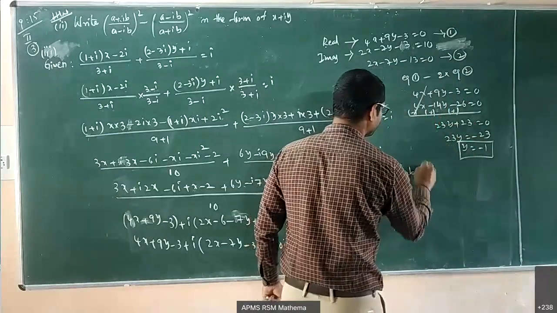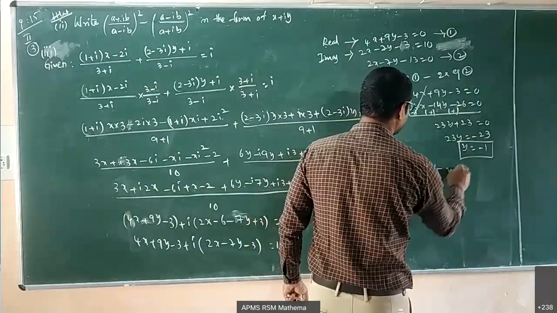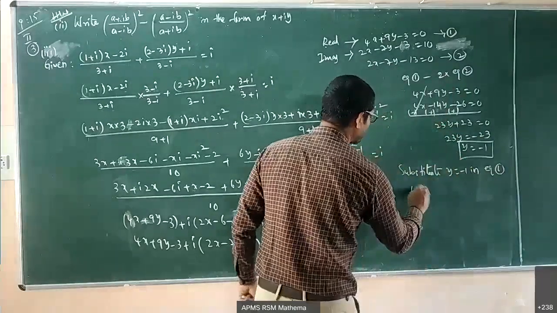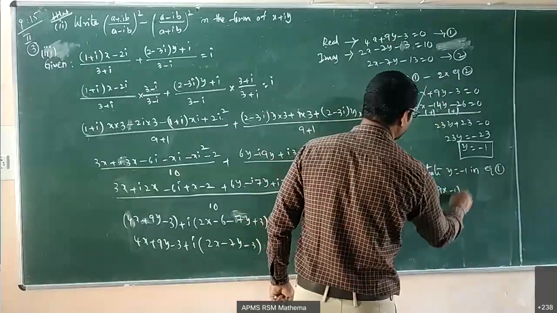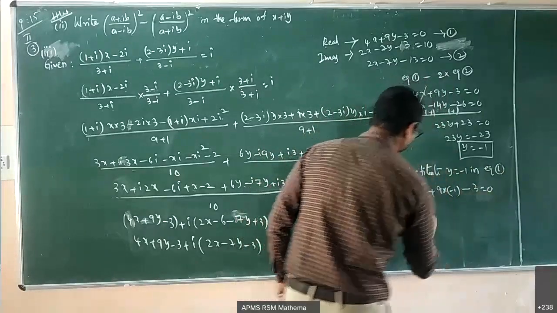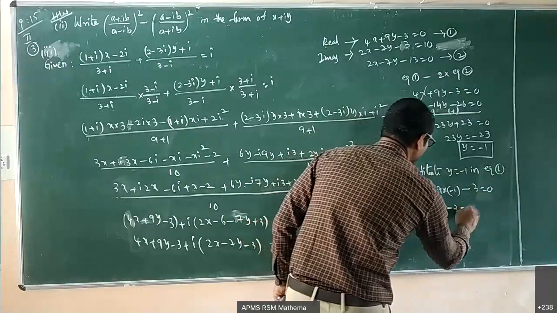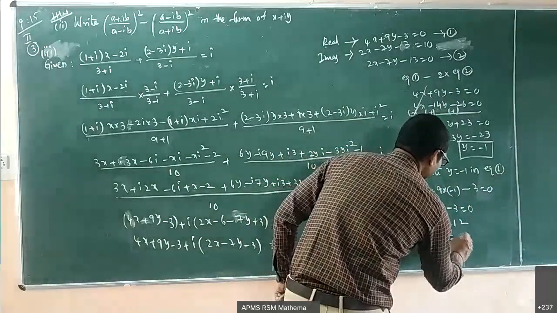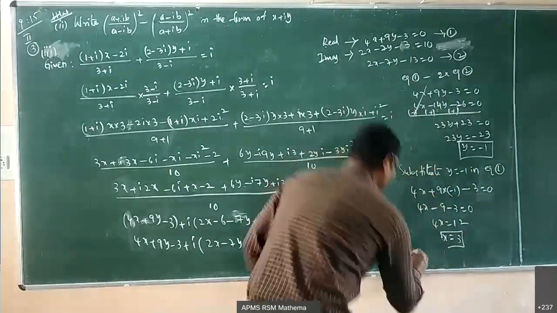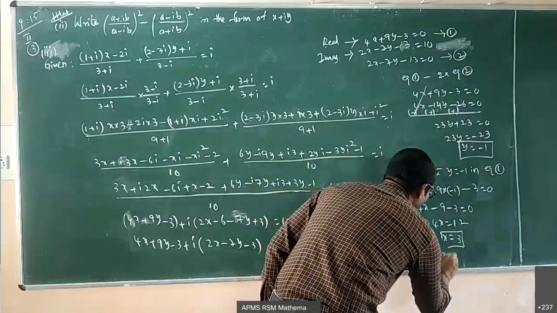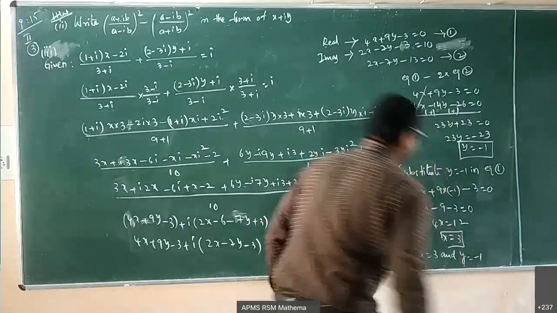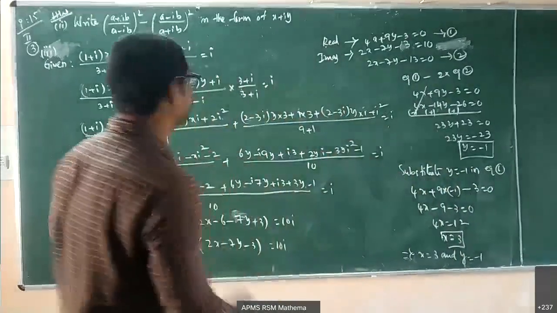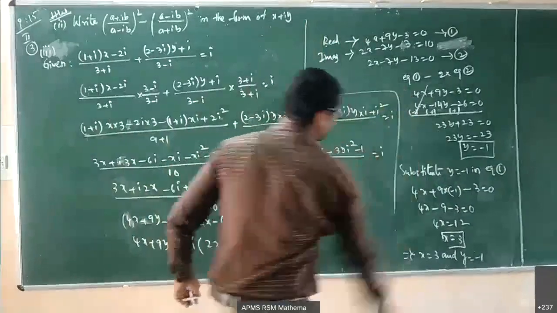Substitute y is equals to minus 1 in equation 1. We get 4x plus 9 into minus 1 minus 3 equals to 0. 4x minus 9 minus 3 equals to 0. 4x is equals to 12. So x is equals to 3 and y is equals to minus 1. These are the values of x and y, right, using the given.